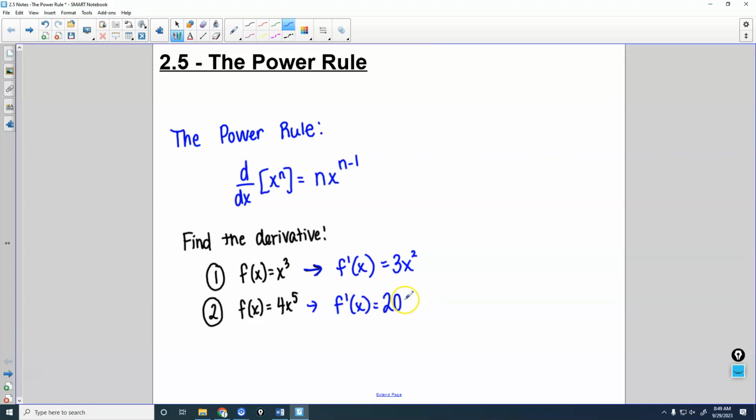20x to the 4th. I know, it's mean, isn't it? It is because, number 1, they ask us some questions about the limit definition of a derivative, and they pose them in such a way that you at least have to know that that's what it is.